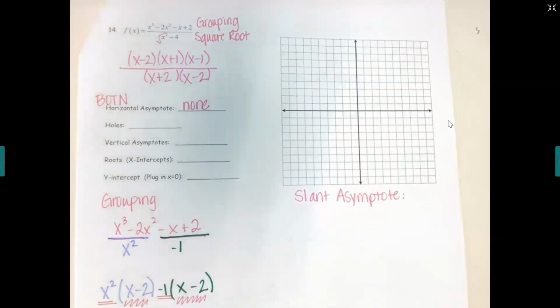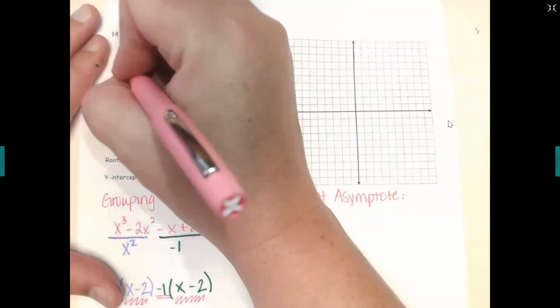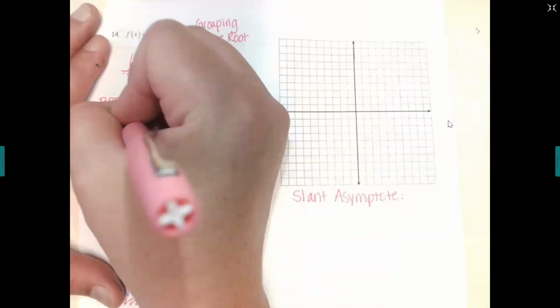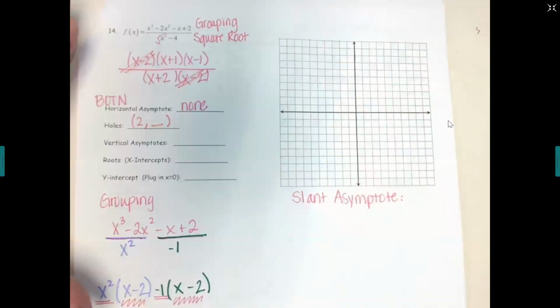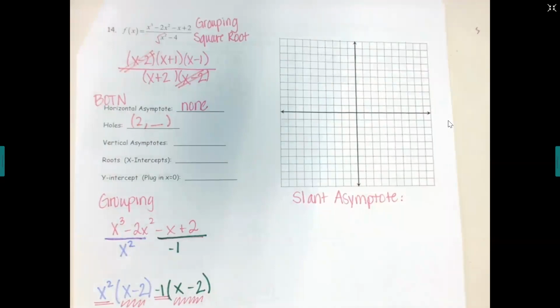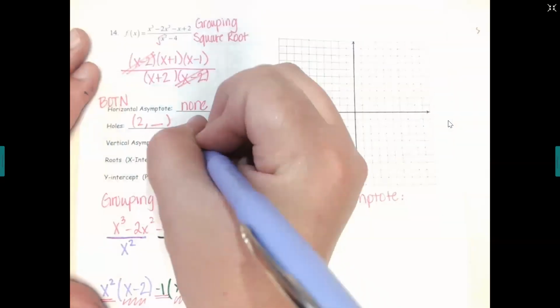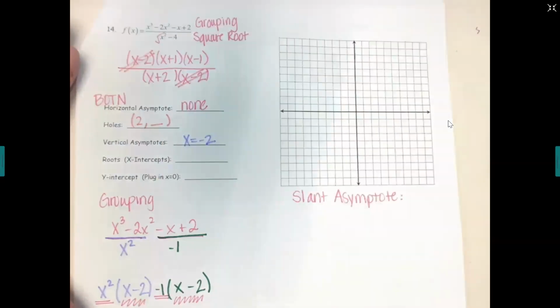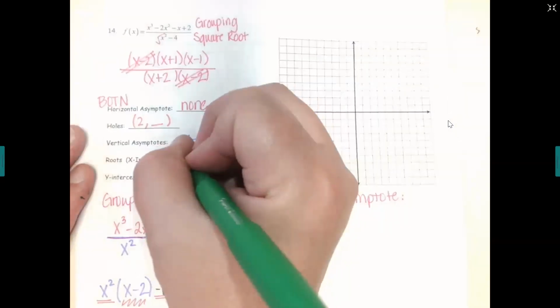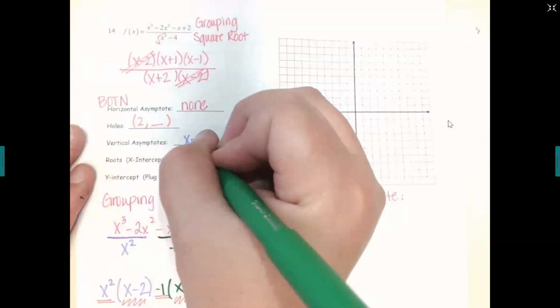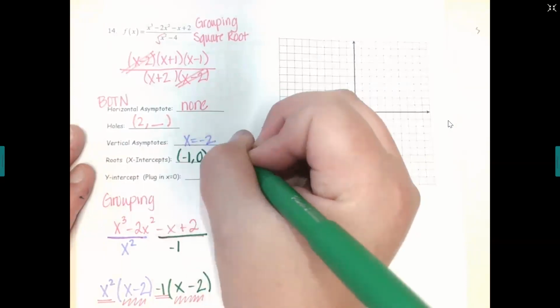Looking at your equation, now that we've factored it, where will there be a hole? The minus 2's cross out. Then there will be a hole at +2 comma something. Vertical asymptotes come from x's left on the bottom. Will there be one? Okay, where? -2. X-intercepts come from top leftovers. Will there be any? Yes, where? So there'll be a -1, 0 and a +1, 0.